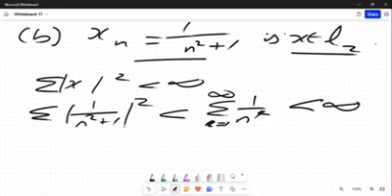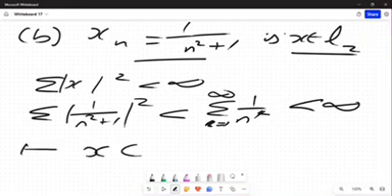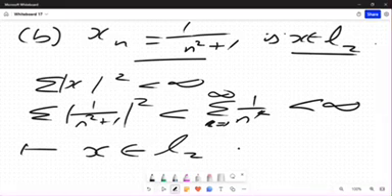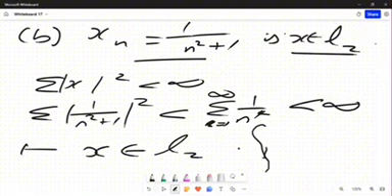This is convergent by the p-series test, because it says if p is greater than 1, it converges. So this is convergent, meaning that it follows that this sequence is in L2. So you see that all sequences in L1 are in L2, but the converse is not true. Okay, so what have we shown?